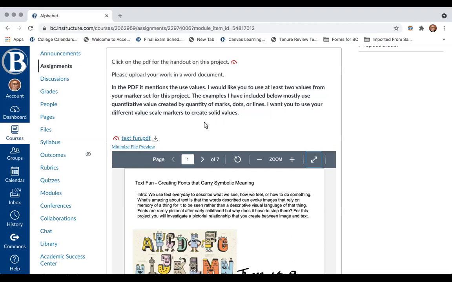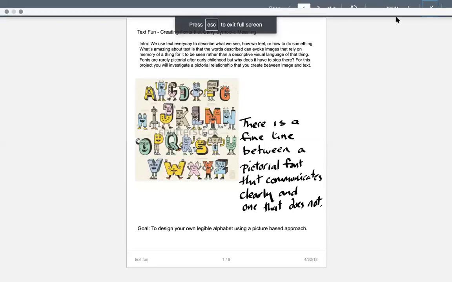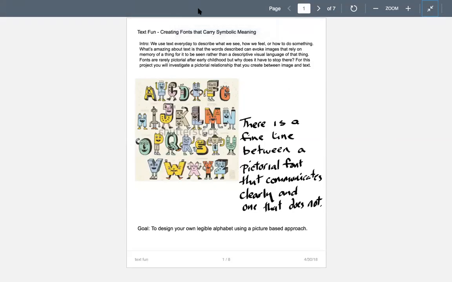And so, yes, you're going to see lots of examples where we see some value created by the quantity of marks, dots, or lines. But I also want you to use your markers. Now, you can definitely use those two things in conjunction with one another. That would be rad too. But I'm definitely hoping that you see the value, haha, in using the markers that you have as a set. So I'm going to go to full screen here on our video, and I just want to make sure that it is still sharing here. So I think that it is.